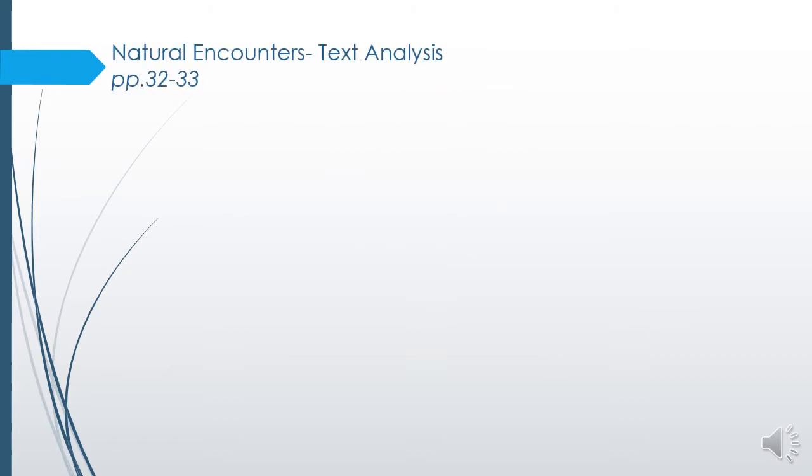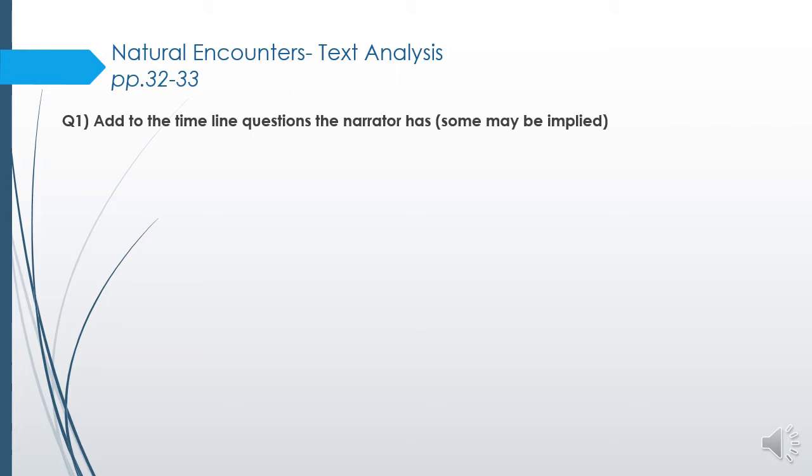Natural encounters, text analysis, pages 32 to 33. Exercise 1. Add to the timeline questions that the narrator has. Some may be implied. As you see, the arrow pointing to the right has incidents and then questions under them linked to each. Only the first two to the left are solved, and it's up to us to solve the remaining four.